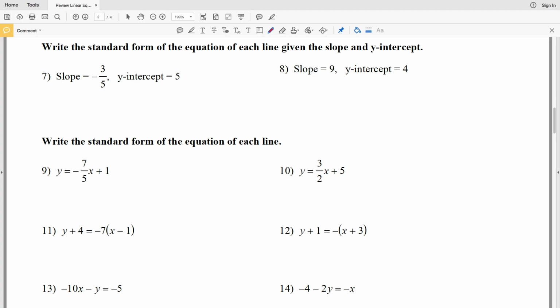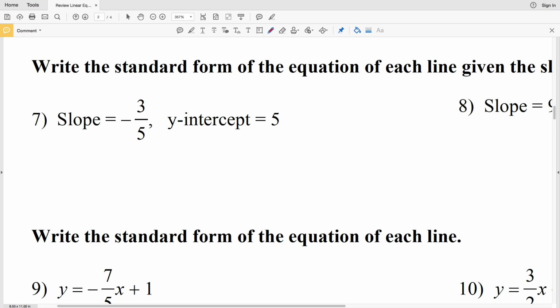In this video, we're continuing on with the KutaSoftware Algebra 2 free worksheet review of linear equations. I'll leave a link in the description below so you know how to access this worksheet. In this video, we're going to complete numbers 7 through 14. So for numbers 7 and 8, the directions say to write the standard form of the equation of each line given the slope and the y-intercept.